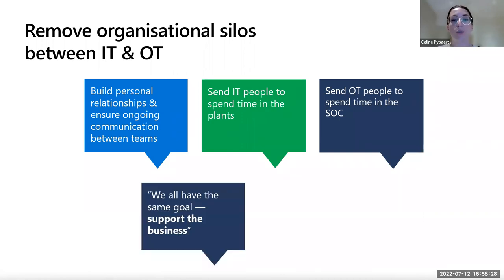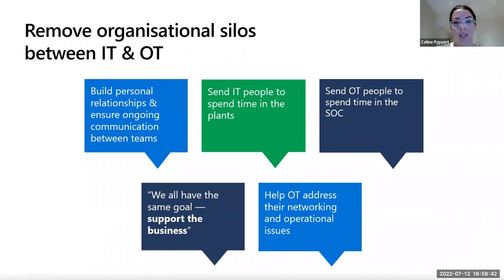And ensure that you have ongoing communications between teams and between people that have different roles. Because at the end of the day, we all have the same goal. We want to secure society, secure people, secure critical national infrastructure and support business, right? And this way you can then help OT to address their own operational and legacy issues or networking issues.